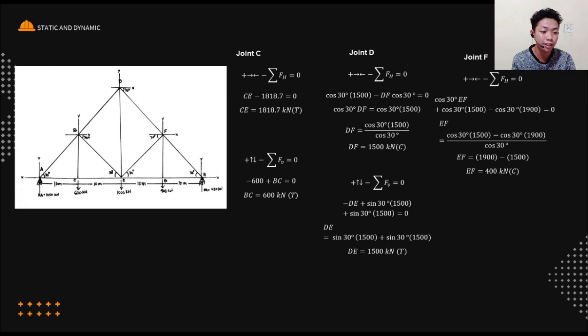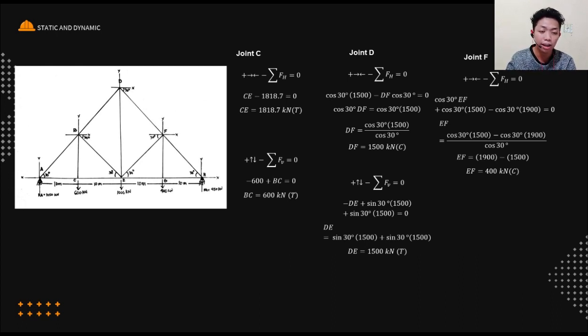Kapag kinumpute natin siya, magiging EF is equals to 400 kilonewton, which is positive. So, compression siya and tama siya. So, nakompleto na natin yung mga members dun sa trusses natin.